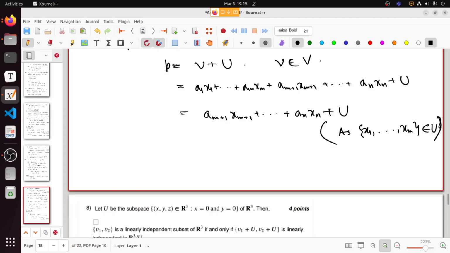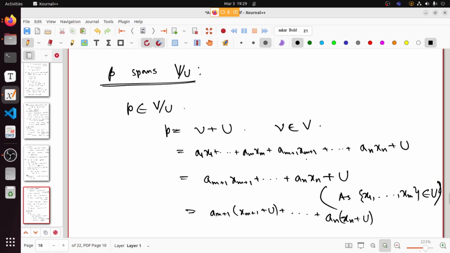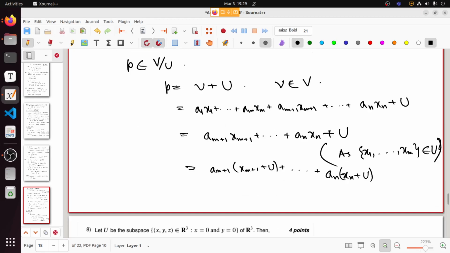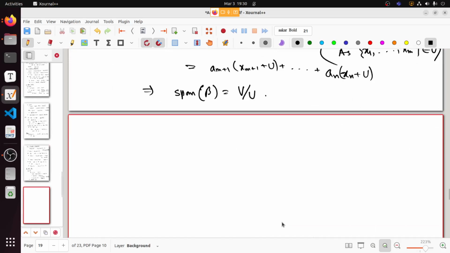So this simply means am plus 1 (xm plus 1 plus U) plus ... plus an (xn plus U), right? So we have written P in terms of the elements from beta, which implies the span of beta is V mod U. And how many elements are in beta? Beta is xm plus 1 plus U, comma, ..., xn plus U. So the cardinality of beta is n minus m.